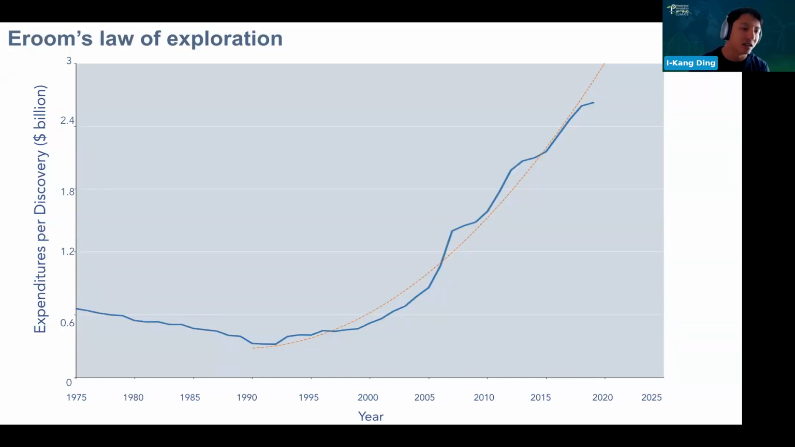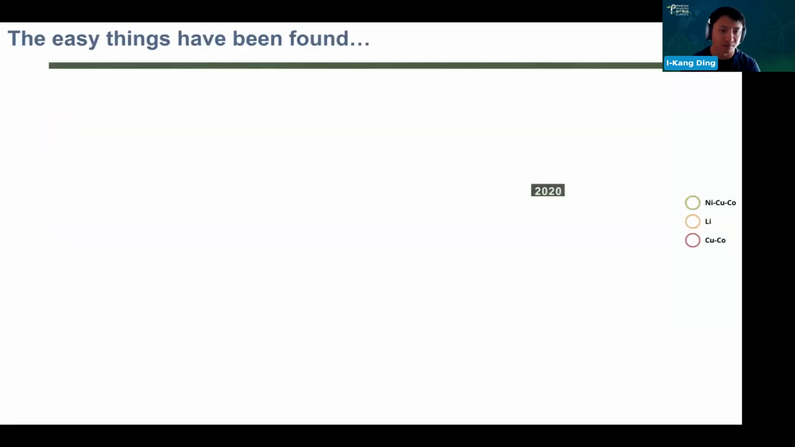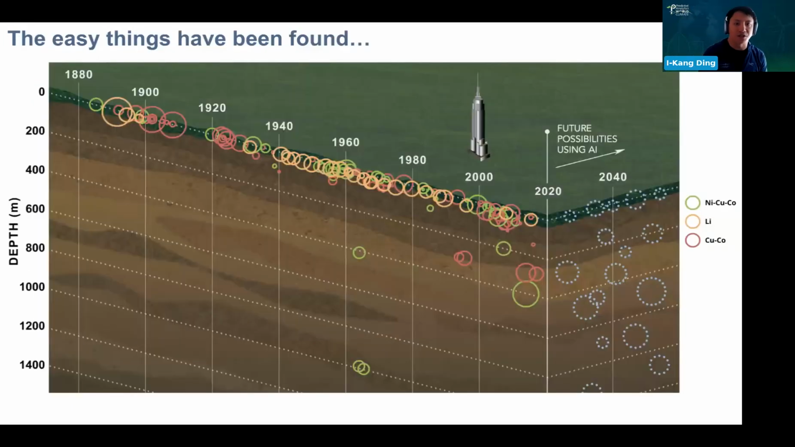the past 30 years. And why is that? Well, one of the potential reasons is all the easy stuff has already been found. The graph that we're showing here is the mineral discovery in depth and time for the three ore types that we're actively searching for: nickel, copper, cobalt magmatic sulfide, lithium pegmatites, and copper, cobalt sediment-hosted minerals. On this graph, the horizontal axis is the year of discovery, and the vertical axis is the depth of the centroid of the deposit.